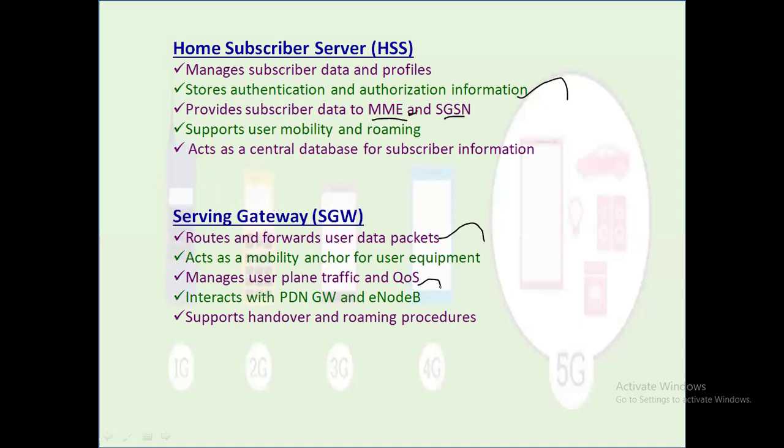QoS. It interacts with the packet data network gateway and eNode B to ensure seamless data transfer and support handover and roaming procedures, enabling users to maintain connectivity while moving between cells or networks. By managing user data and mobility, this SGW plays a vital role in delivering high quality uninterrupted services to users.